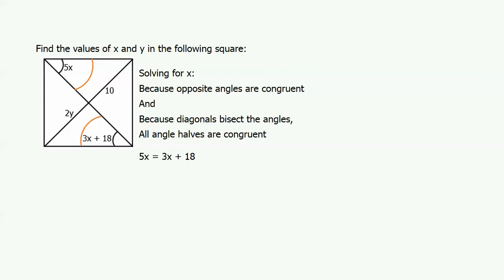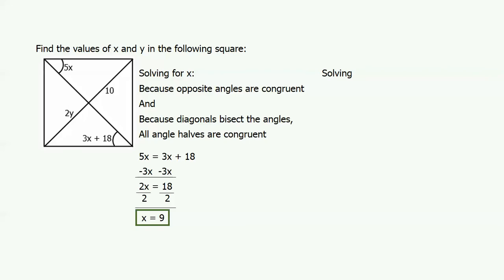So to solve for x, we need to get all of our x's on the same side. So subtract 3x from the left, and what we do to one side, we have to do to the other. So we're left with 2x equals 18. To get x completely alone, we'll divide both sides by 2. And we find that x equals 9.